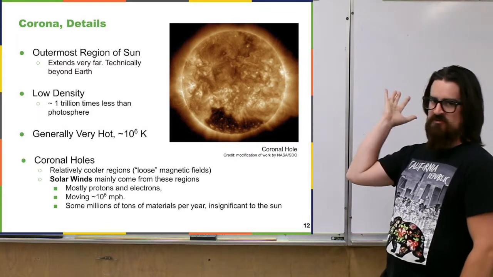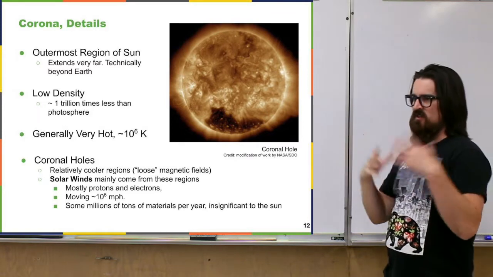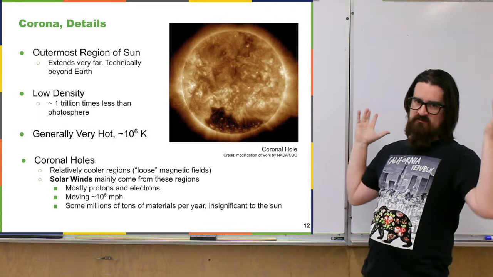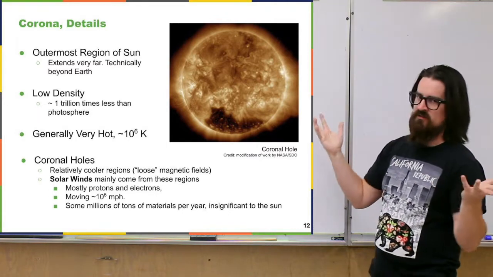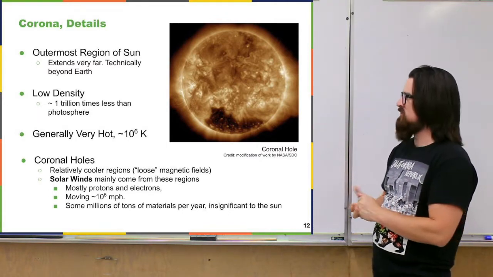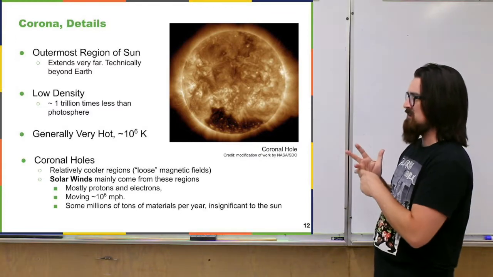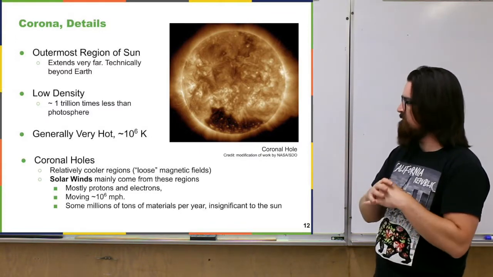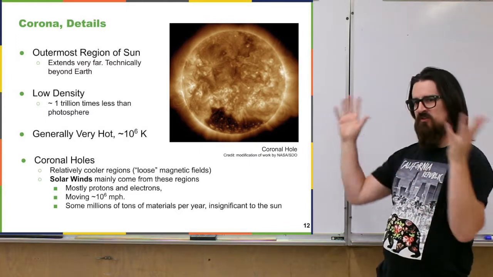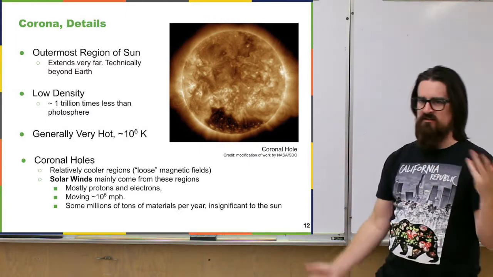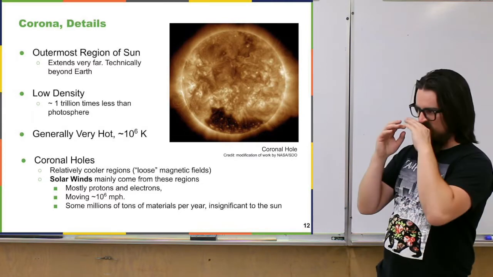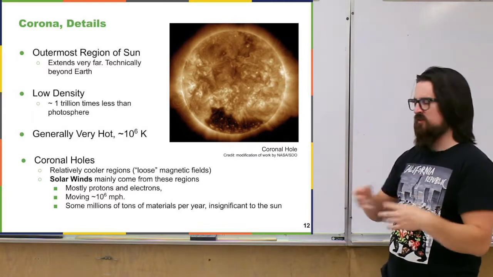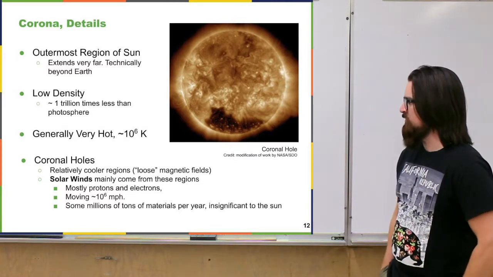Again, it's the outermost region of the sun, and the way we define it, it extends very, very far. Technically, the Earth is within the sun's corona. Like I said, very low density, like 1 trillion times less than the photosphere. Generally, it's very hot. Generally meaning, kind of on average. There are areas, like clouds almost, in the corona that are much cooler. In general, quite hot, like 1,000,000 degrees Kelvin.